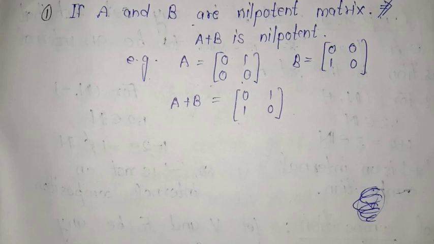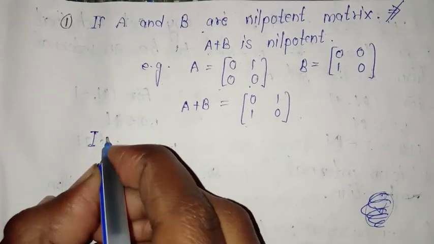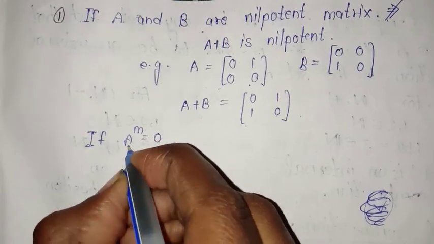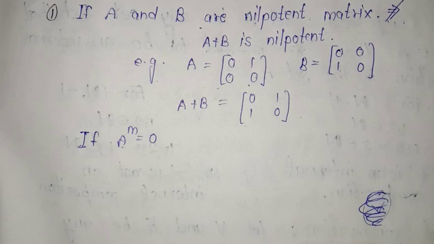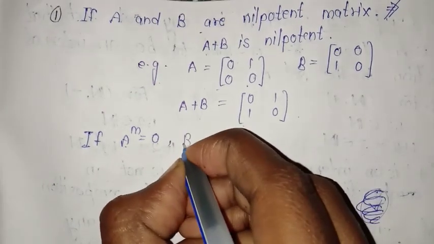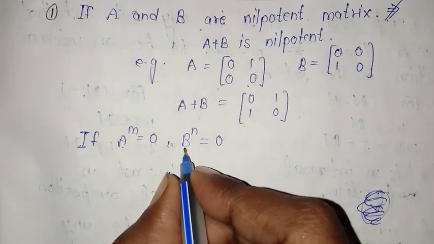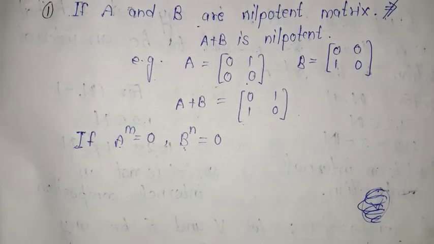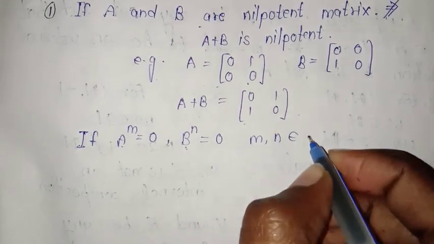Now we will discuss the second property. The property that I am going to discuss is very important. Suppose A to the power m is equal to 0, that is A is a nilpotent matrix with index of nilpotency m. And the second matrix that I have taken is B to the power n is equal to 0. What does it mean? It means that it is a nilpotent matrix having index of nilpotency n. Now, m and n are coming from the set of natural numbers.